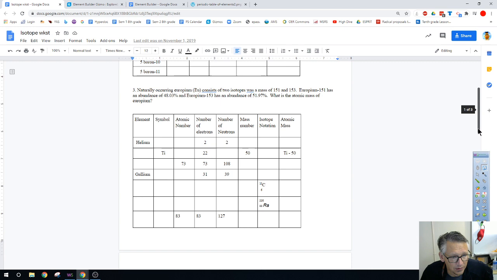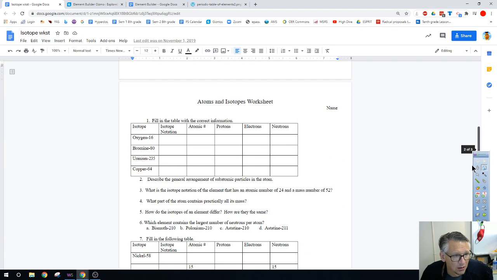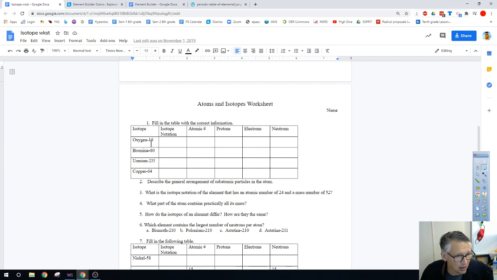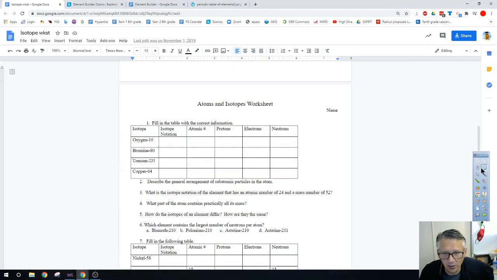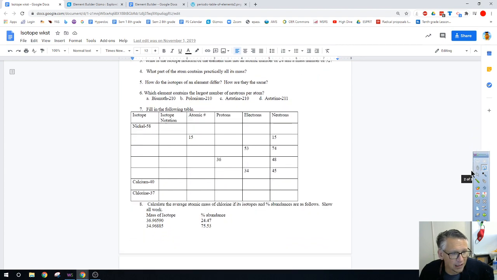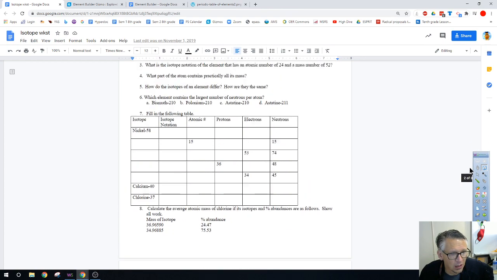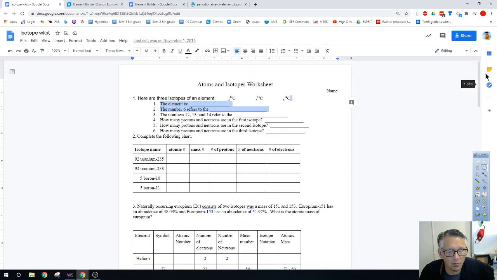We'll scroll down and take a look if we need to do any more. Once again, here's our isotope notation. Instead of typing it out with subscripts and superscripts, we're just going to go O16. Bingo! Sorry, stupid dad joke. Atomic number, protons, electrons, neutrons. As we go through this, hopefully I've done enough of them to help you, and you are more than welcome to continue. Have yourself a great day.